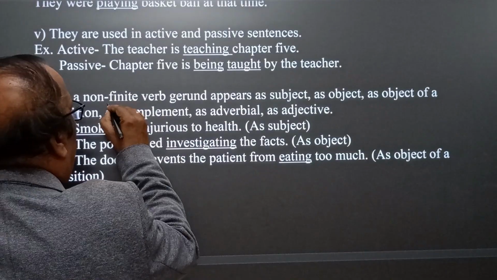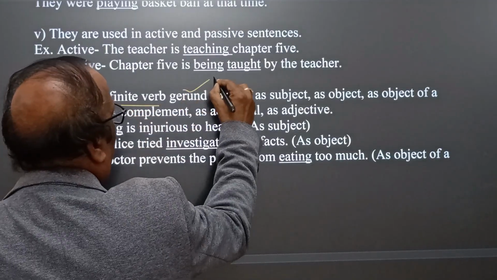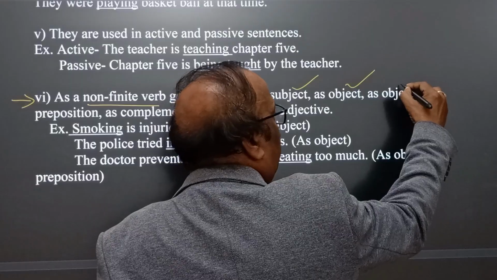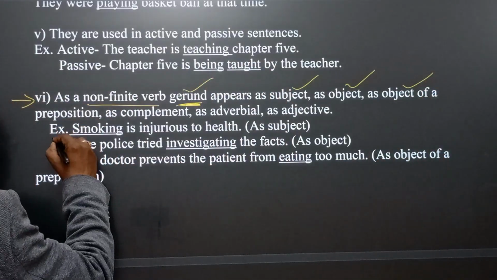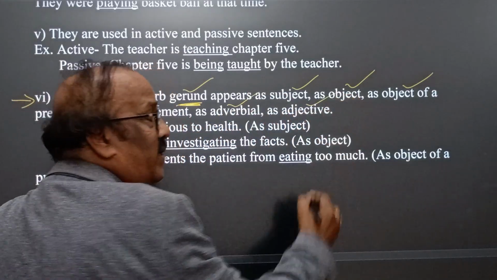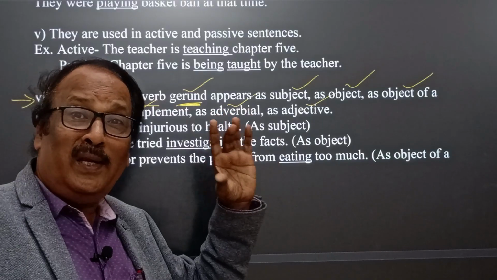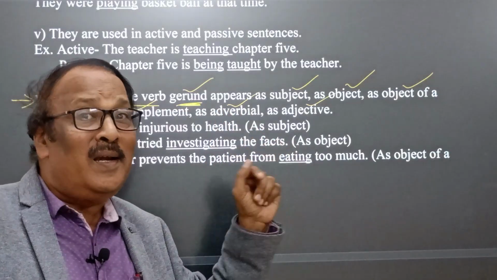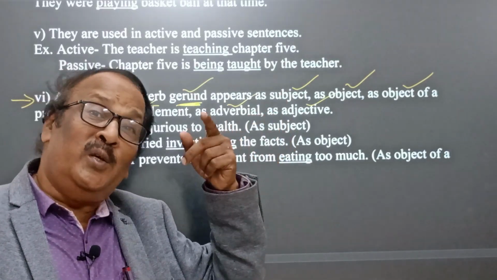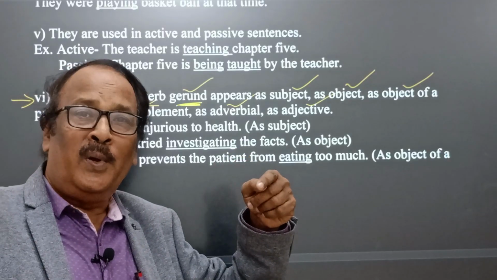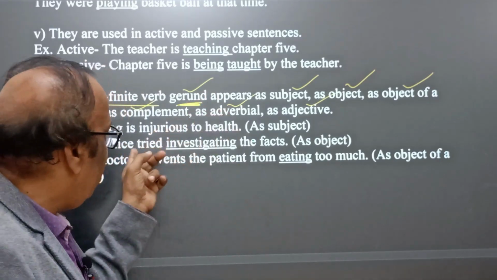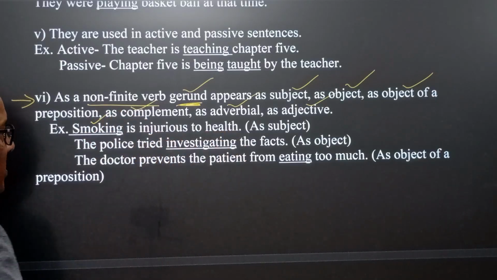Okay. Point 6. As a non-finite verb, gerund appears as a subject, as object of a preposition, as complement, as adverbial, as adjective. This is another very interesting idea related to non-finite verbs. Remember, we have discussed that gerund is also a non-finite verb. Gerund means a verbal noun. Okay, how? Let's see. Smoking is injurious to health.